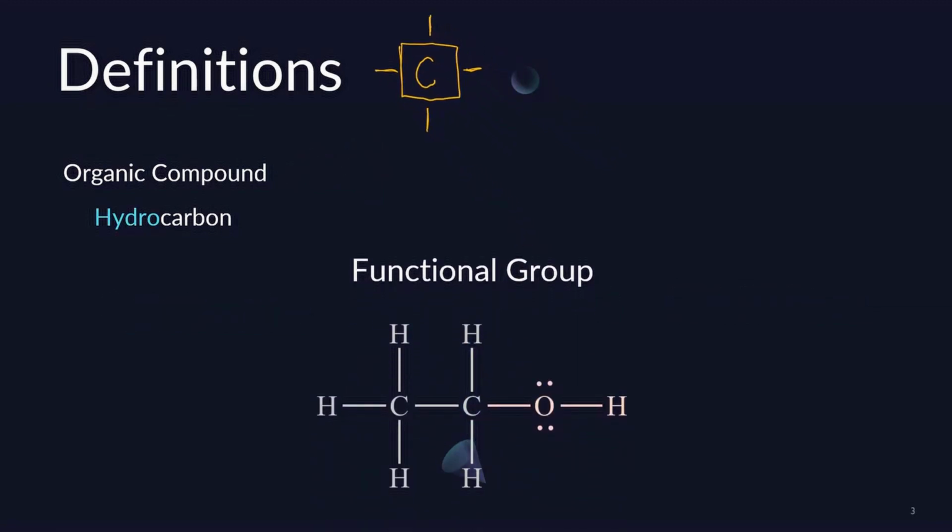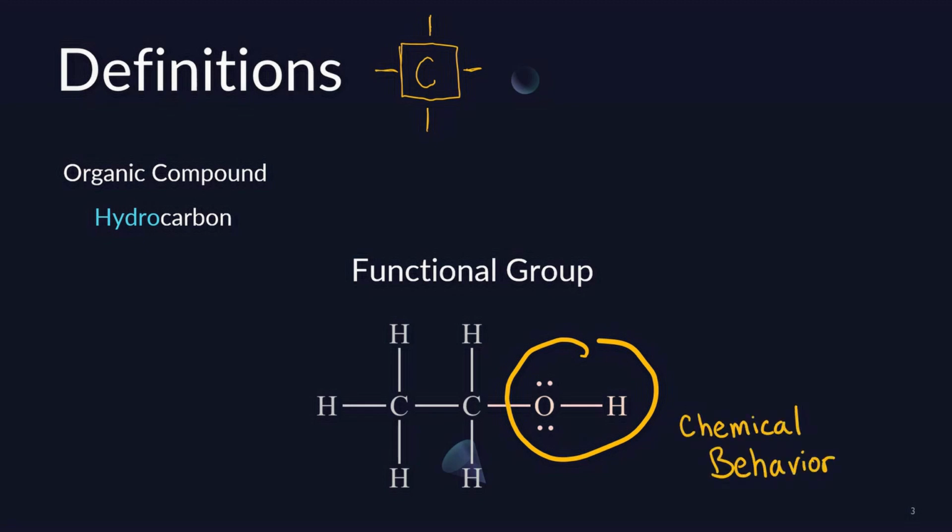Functional groups are groups of atoms in a compound, such as the hydroxyl group in this alcohol, which is shown here, that determine the chemical behavior of the compound, how the compound basically interacts with other molecules as well as its environment. For example, hydroxyl groups, like the one shown here, are considered polar. So it would cause this compound to be attracted to other polar molecules.